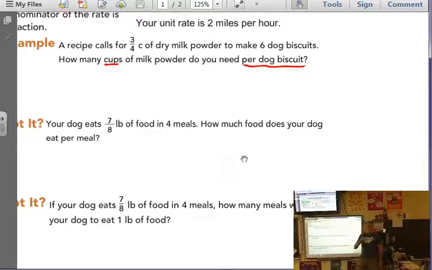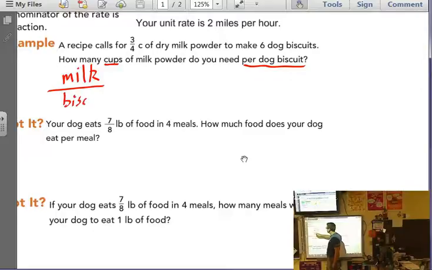So, what should be the numerator? What should be the denominator? The question here is, what do I want 1 of? Ellie? You want 1 dog biscuit? I want 1 dog biscuit. So I'm going to put milk in the numerator and the dog biscuit in the denominator. So this would be 3/4, and this would be 6.